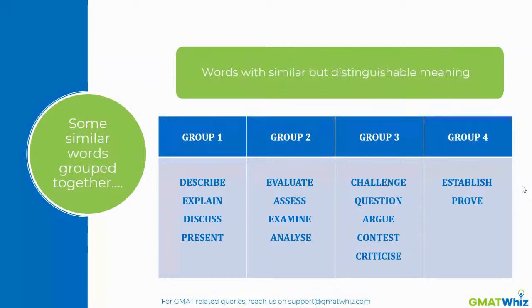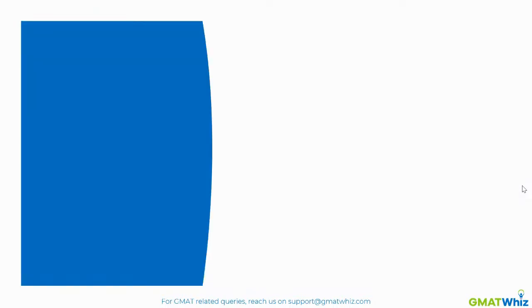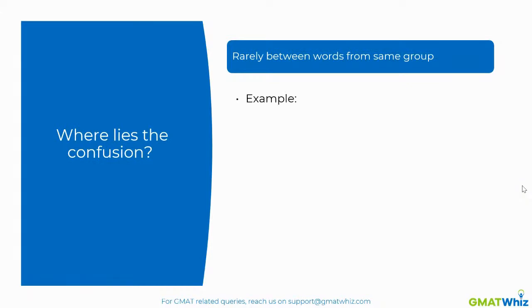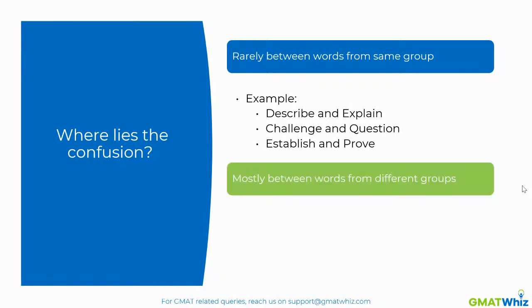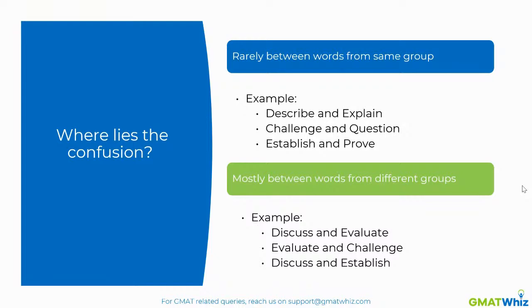In group one, you find words like describe, explain, discuss, present. Group 2 has words like evaluate, assess, examine, analyze. Group 3 has challenge, question, argue, contest, criticize, and group 4 has establish and prove. Now, the confusion is rarely between words from the same group. I'm sure you will never be confused between describe and explain, or between challenge and question something. You clearly know what they mean. You will never be confused between establish and prove. But you might find yourself challenged sometimes between discuss and evaluate, or evaluate and challenge, or discuss and establish.